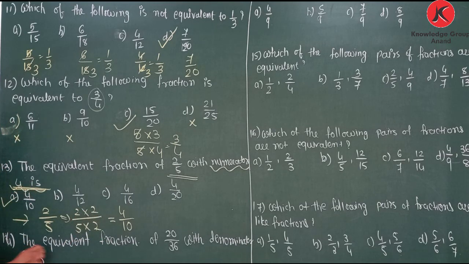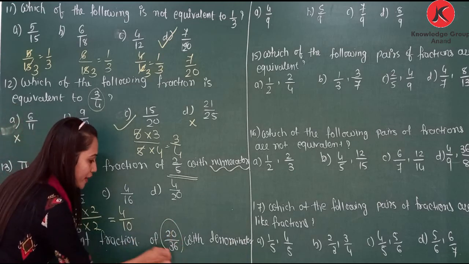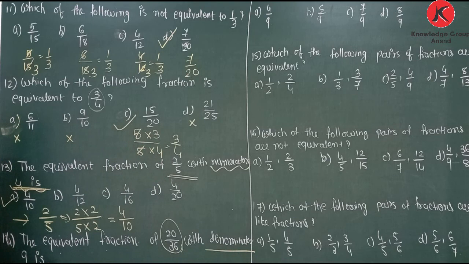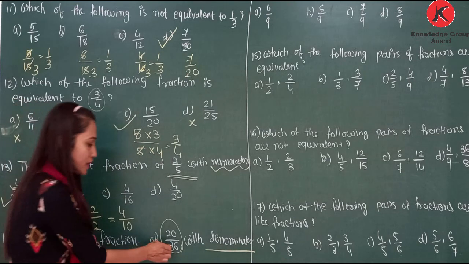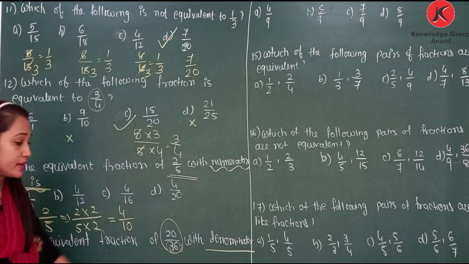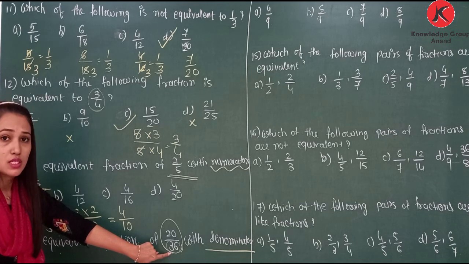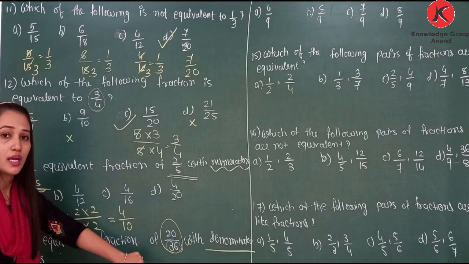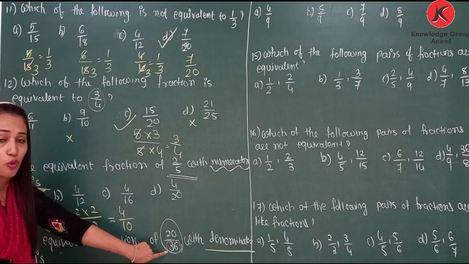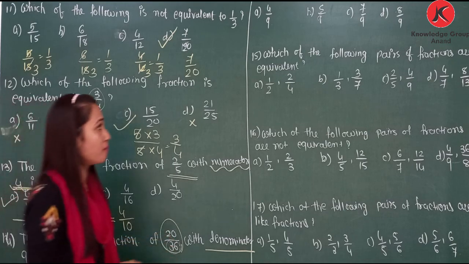Next, the equivalent fraction of 20 by 36 with denominator 9. Now here in the fraction the denominator is 36. How can we get 9? If we divide 36 by 4, 9 4s are 36, so if we divide 36 by 4, then we get 9. So the same number we should divide.